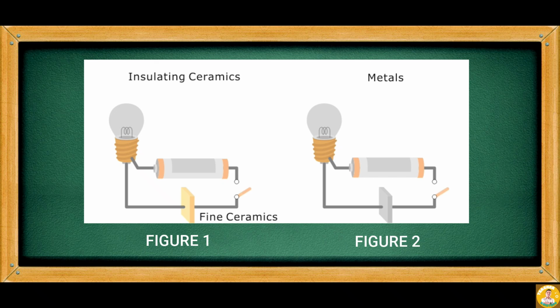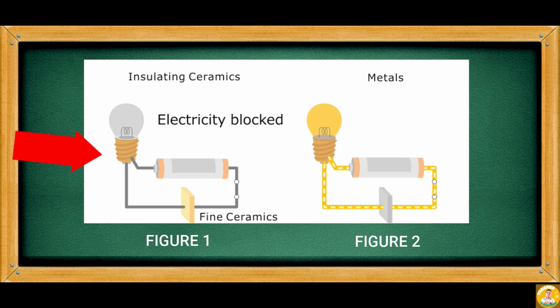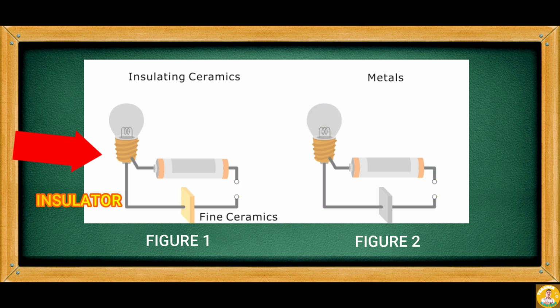Take a look at this example. There are two figures. In each figure, there is an electric circuit. Using the circuit, we'll be able to identify whether an object is a conductor or an insulator of electricity. On the first figure, a fine ceramic is being attached. When you switch on the circuit, you can observe that the bulb did not light. Therefore, a fine ceramic is an insulator. It does not allow electricity to pass through easily.